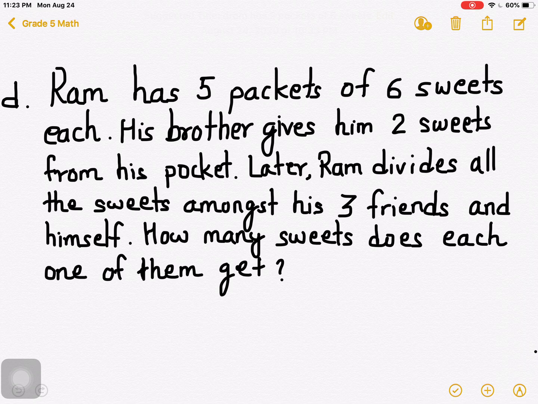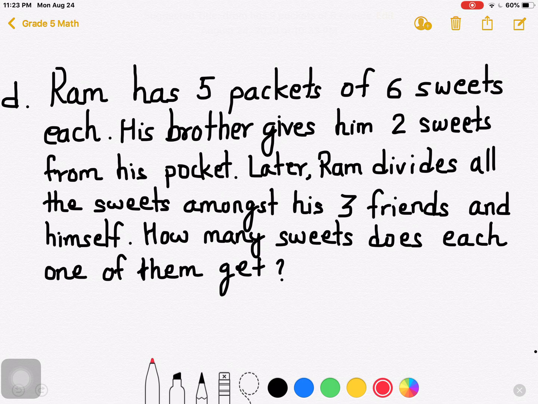So let me highlight. Ram has 5 packets of 6 sweets each. His brother gives him 2 sweets from his pocket. Later, Ram divides all the sweets among his 3 friends. How many sweets does each one of them get? This is what we have to find out.